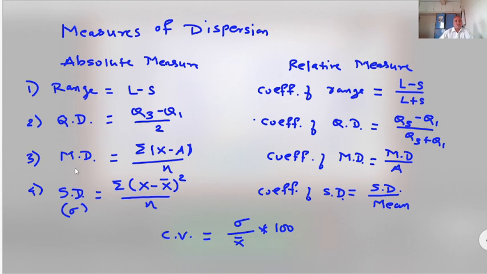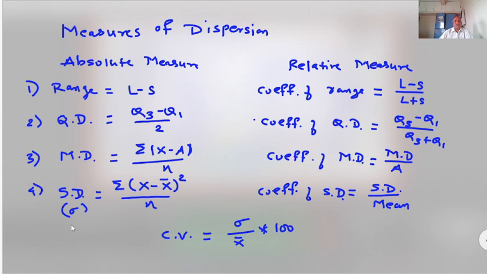Third measure of dispersion is called the mean deviation. It is defined as the arithmetic mean of the absolute deviations, that is summation of absolute x minus A divided by n. Its coefficient of mean deviation is mean deviation divided by A. A means average. Average may be mean, arithmetic mean, median or mode, or sometimes taken as an assumed mean.